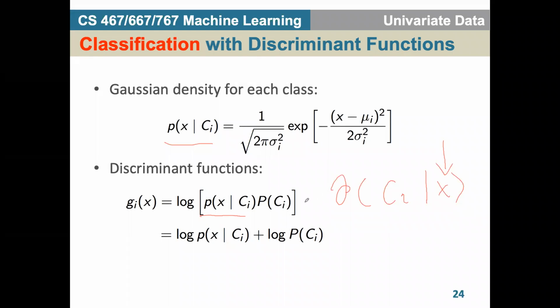But we know that this is proportional to this, right? It's equal, with the only difference that you divide by p(x). But p(x) is a constant. It doesn't matter which class you belong to. It's a shared term for different C1, C2, C3, so we don't need to include it.